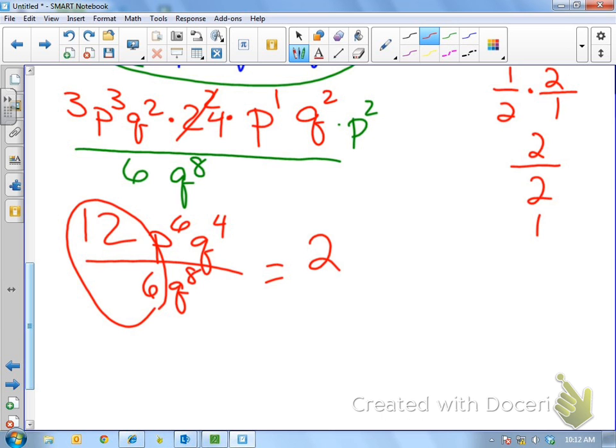Okay, what about p? Leave it. Nothing to combine with. And then q? 4 minus 8 is -4. So we move it to the bottom. It's really 2p to the 6 over q to the positive 4.